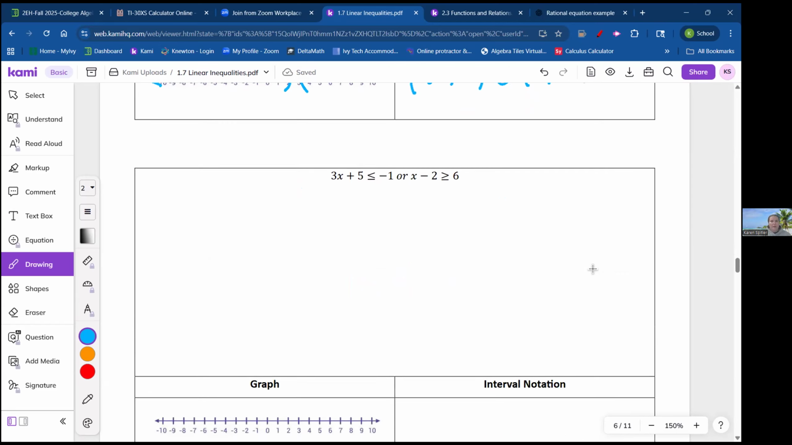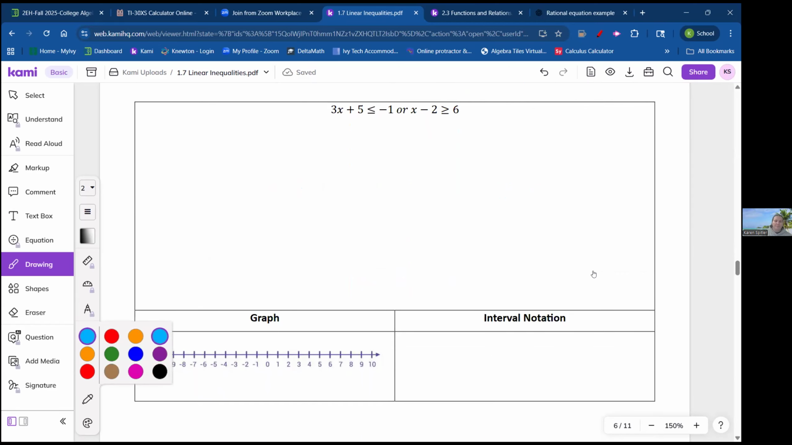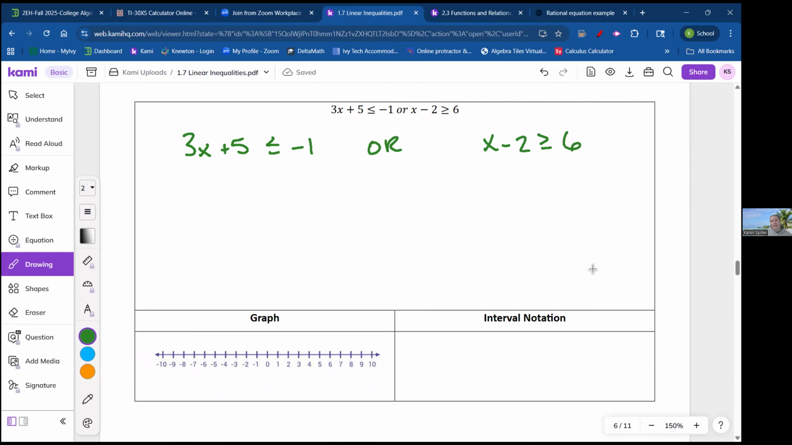Okay. All right, let's do another one. Again, we have two separate inequalities. 3x plus 5 is less than or equal to -1, or x minus 2 is greater than or equal to 6. I'm going to solve the one on the right first just because it takes less effort. I'm going to add the 2.